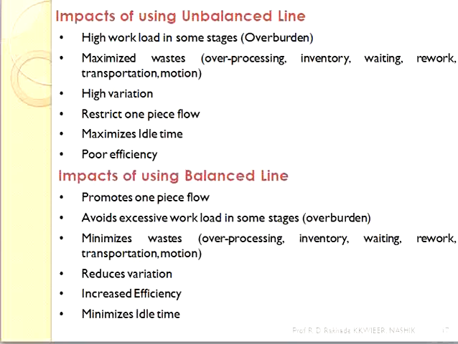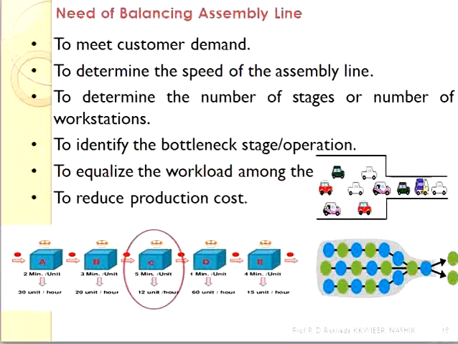Then obviously poor efficiency. We already clarified this point with one example, the traditional 79% efficiency, and if you properly work using a certain method, we can improve that line efficiency up to 84%. So these are the limitations or disadvantages of an unbalanced line, and we can improve the same problem by using line balancing. So the impact of using a balanced line: it promotes one piece flow, avoids excessive workload in some stages, minimizes wastage, reduces variation, increases efficiency, and minimizes idle time, because we distribute the load among the operators or workers equally.